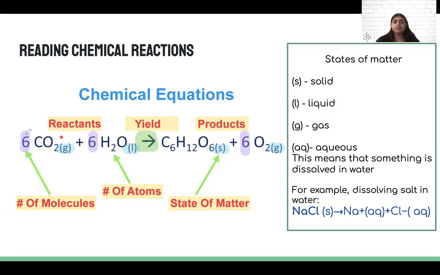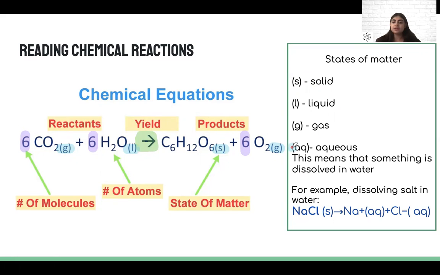So for example, 6CO2(g) means that these are 6 carbon dioxide gas molecules. 6H2O(l) means that there are 6 molecules of water and they're liquid. And then again, this is a sugar. And since we have an S in parentheses here, we know it's a solid.